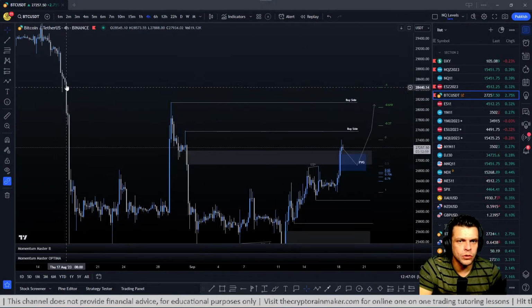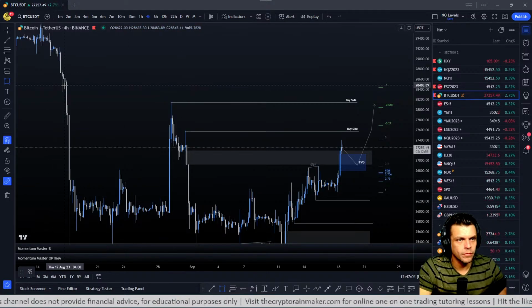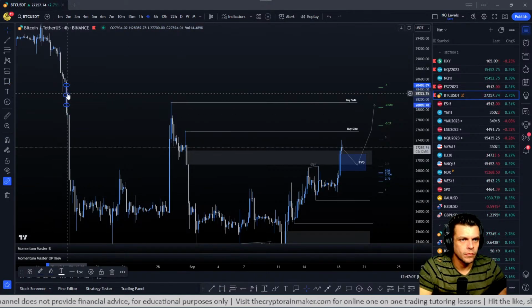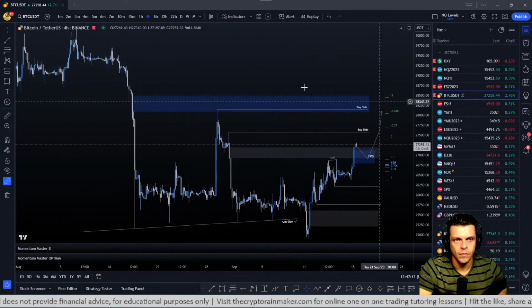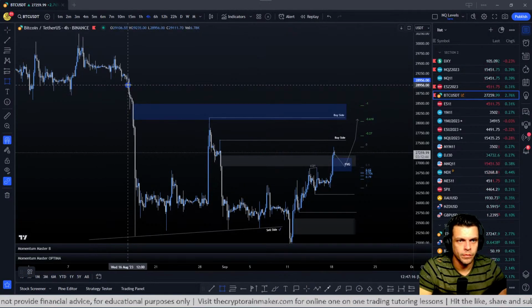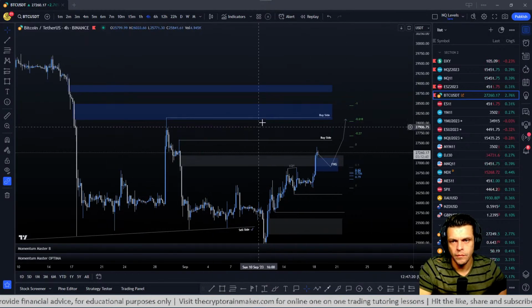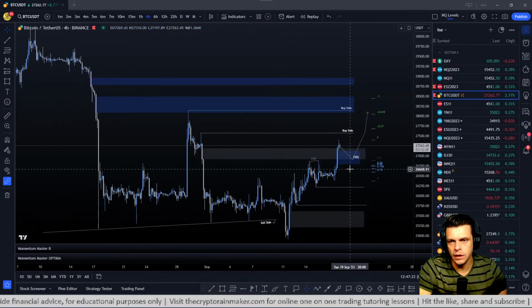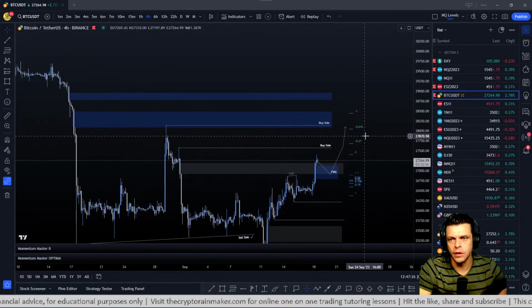And then there's also another one right there, and this one has not been touched at all. Right, so it seems likely a little move back, pull this in, and then move back to the upside.